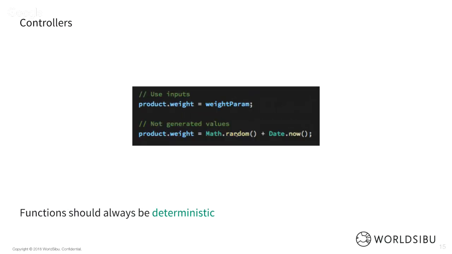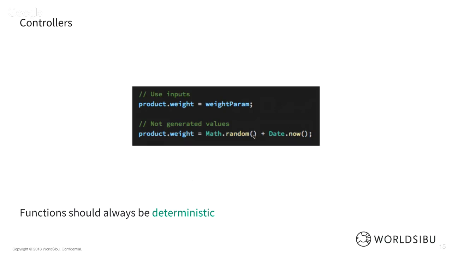As I mentioned before, the functions in controller have to be deterministic. This is not a limitation of Convector per se. This is a limitation of blockchain development, of smart contract development in general. So you can, for example, assign values to models based on parameters, on inputs. For example, weight params is just an input that got to the function. What you cannot do is generate values using, for example, non-deterministic methods.